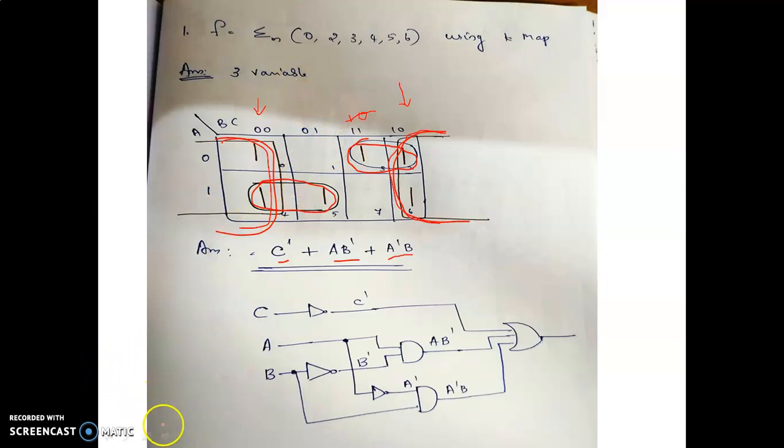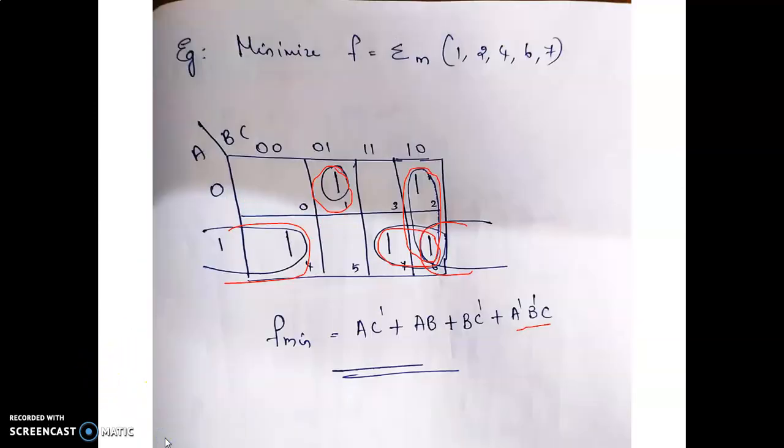Next, we are moving to the next question. That is, minimize F equals sigma M 1, 2, 4, 6, 7. Okay, so when you plot this, again this is also a three variable K-map. I am plotting the value 1 for the locations 1, 2, 4, 6 and 7, and now I'm going to group it.